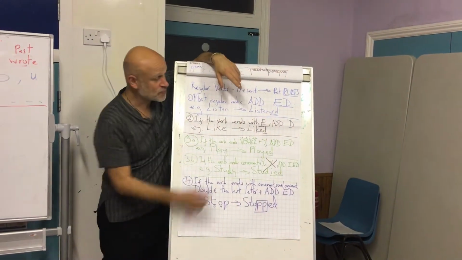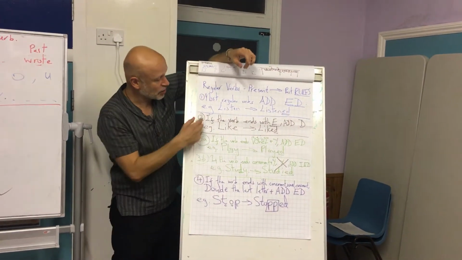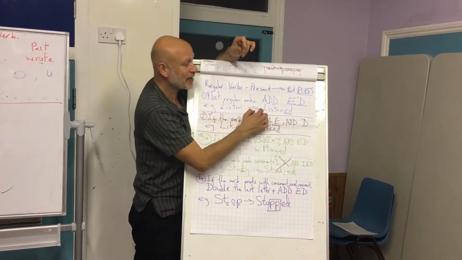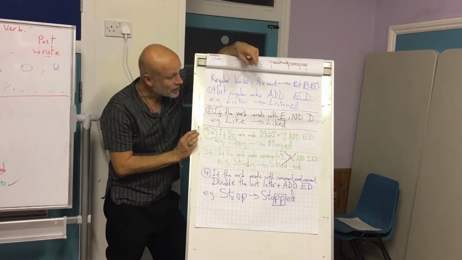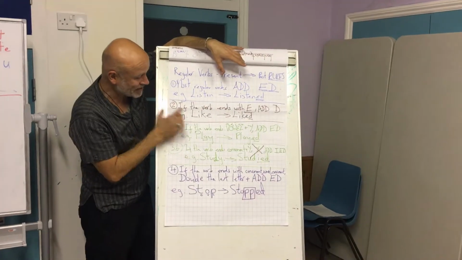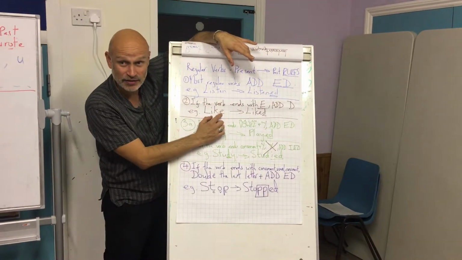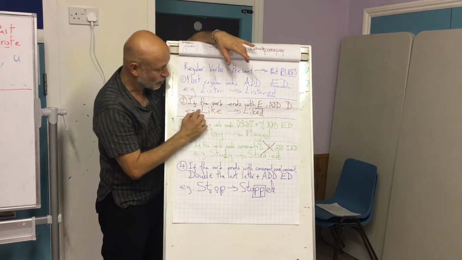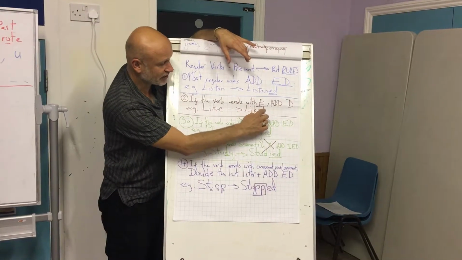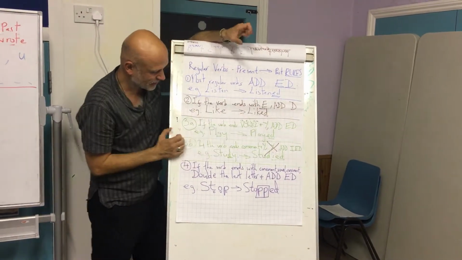For most verbs, we just add ed in the past. So listen, in the past we say listened. Now, one that's also quite easy, if it just ends with e, we just add the d. So like becomes liked with a d. Still looks like ed. Everything's fine.